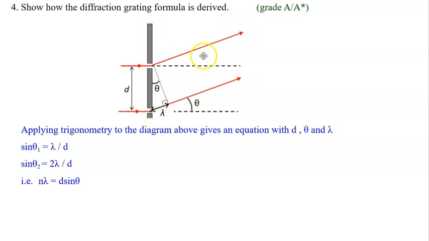And remember, this is not just 2 slits, we have hundreds of slits. So if this is theta, I can do a little bit of geometry and work out that the angle here is also theta. So I have a right angle triangle. So sine theta is equal to opposite over hypotenuse, lambda over d. So sine theta 1 equals lambda over d. For the next angle, I'd have a difference of 2 lambda. So sine theta 2 is equal to 2 lambda over d. And then we could continue this. So we get a pattern of n, 1, 2, 3: n lambda is equal to d sine theta.